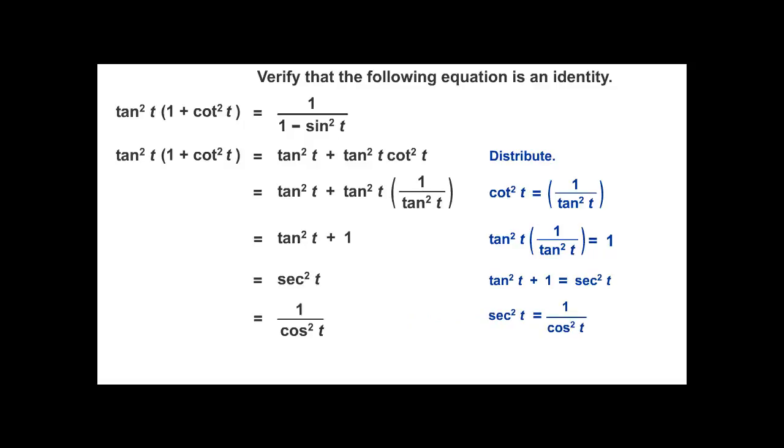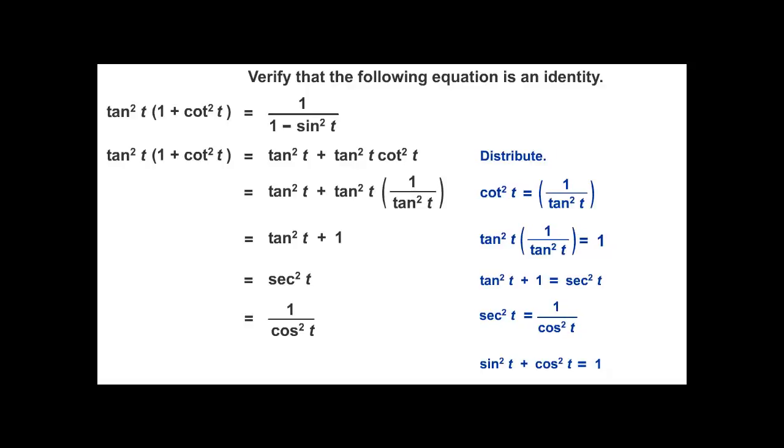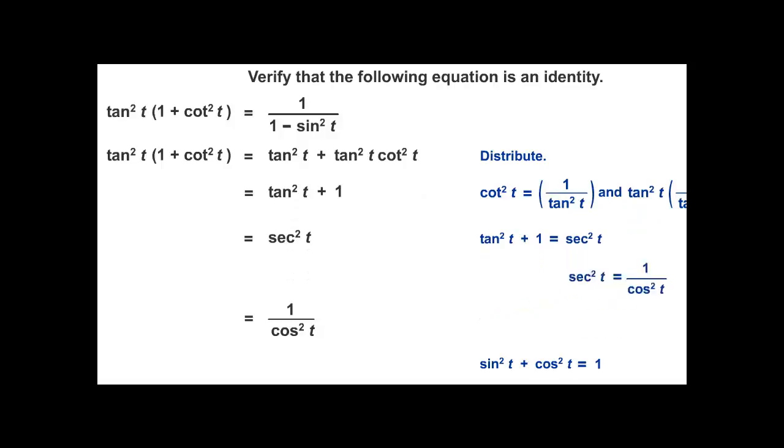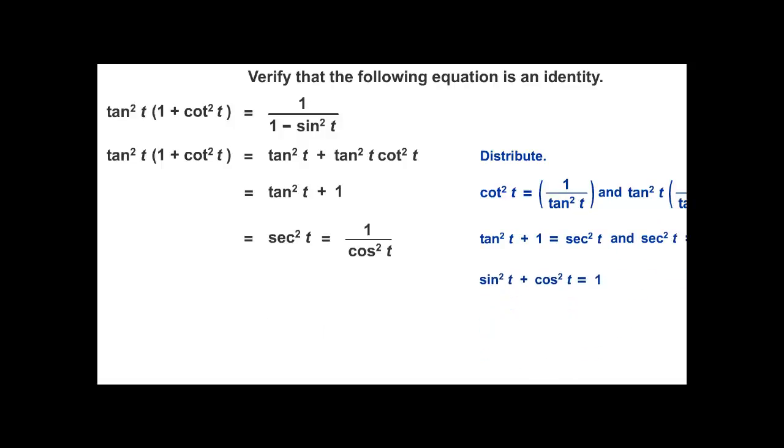One of the most useful of the fundamental identities is the sum of the squares of sine t and cosine t equals 1. Another hint for verifying is to be aware of equivalent forms of the fundamental identities. This alternative form, found by subtracting the square of sine t from both sides, gives us the substitution we need in our case.